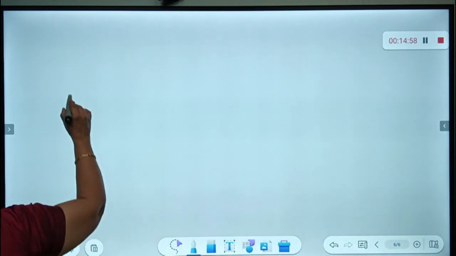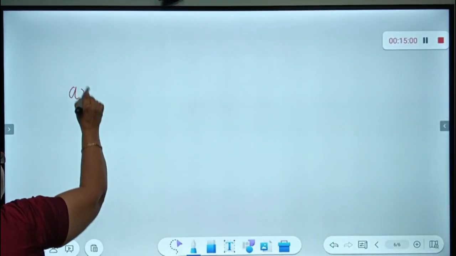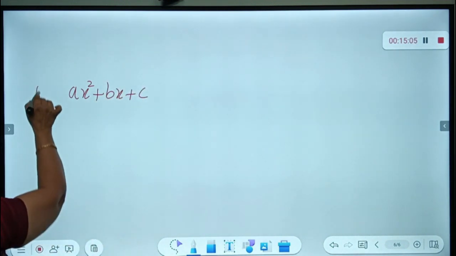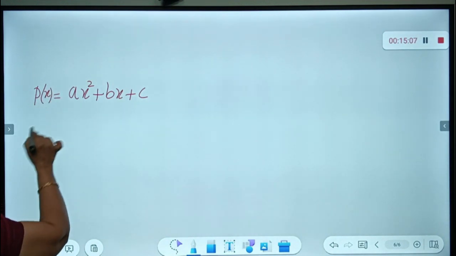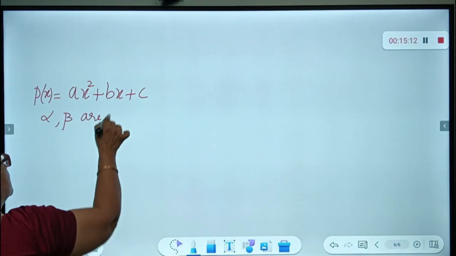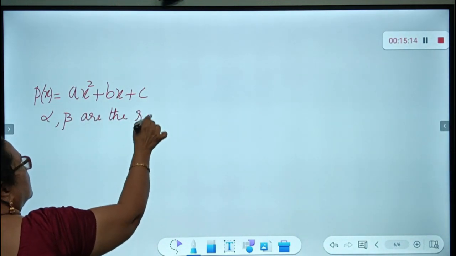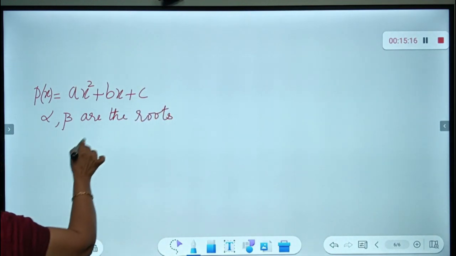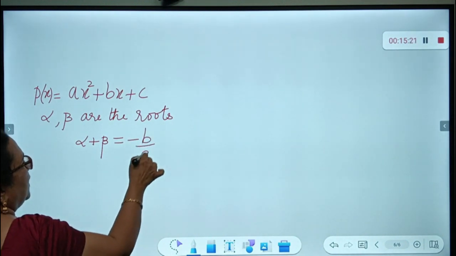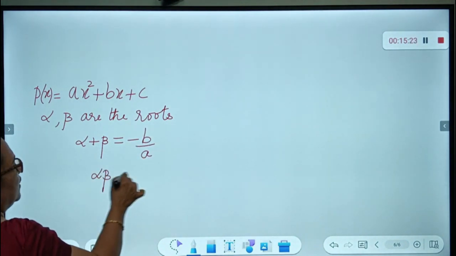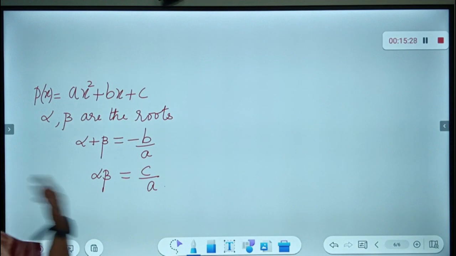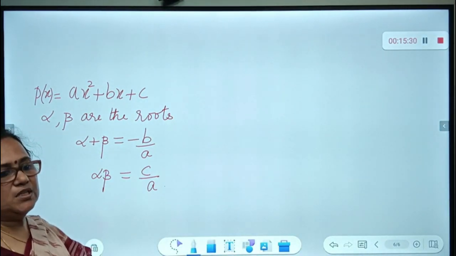So what is the relationship? If you have a quadratic ax square plus bx plus c, let me call it p of x, then if alpha, beta are the roots, alpha plus beta is equal to minus b by a, alpha beta equal to c by a. So this is what we saw derived from the earlier slide.